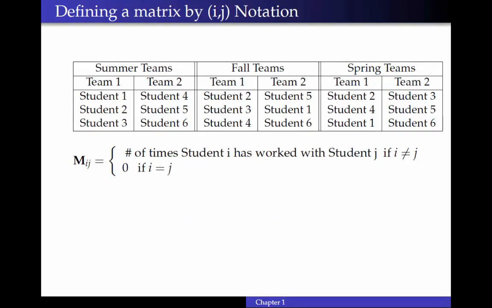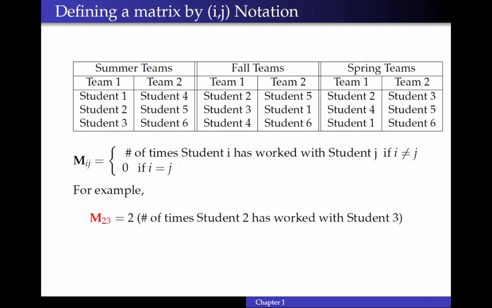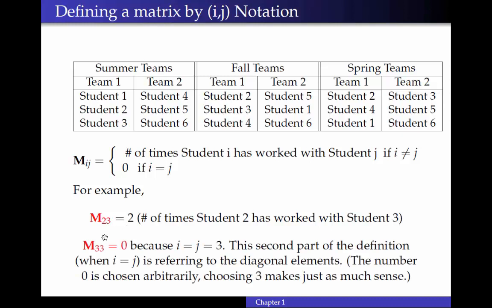So let's think a little more about this definition. The i and j refer to students. So there are 6 students, so there must be 6 rows and 6 columns to this matrix. M23 would be the number of times that student 2 has worked with student 3. So looking over this table, we can see that happened in summer team 1 and fall team 1. So that's equal to 2. M33 is going to be equal to 0 because i is equal to j in that case.